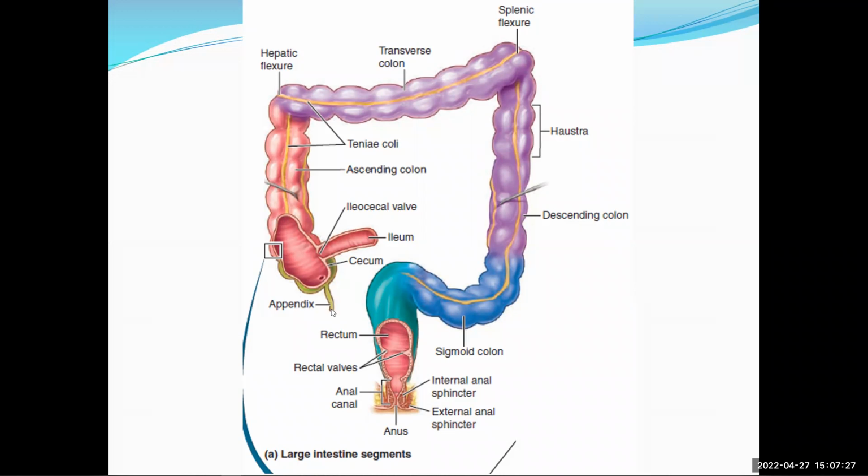The appendix. What does the appendix do? Anybody want to hazard a guess? What does the appendix do? Do we know what it does? All right, I see there's a response there. Nothing. Okay, good answer, Shaloma. Nothing, Rayon. Okay, good answer for the most part.